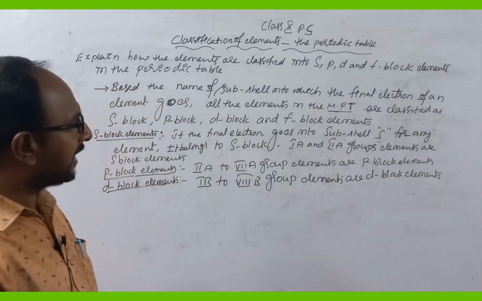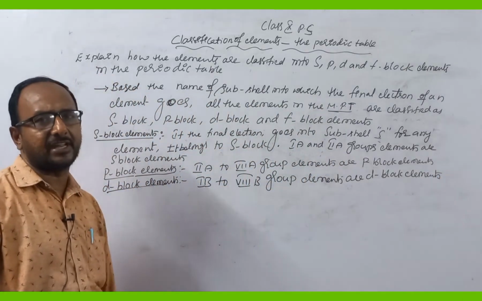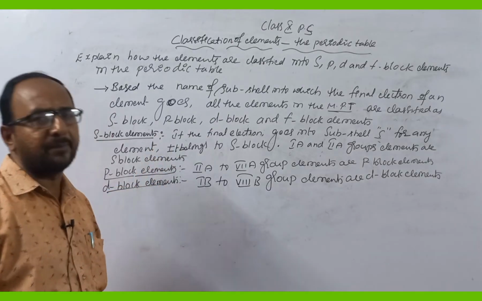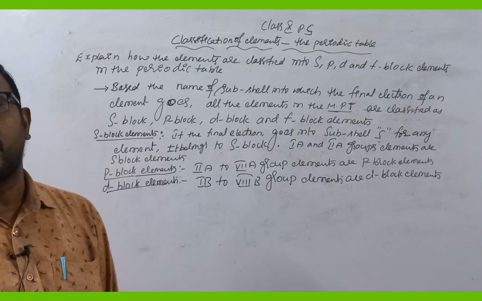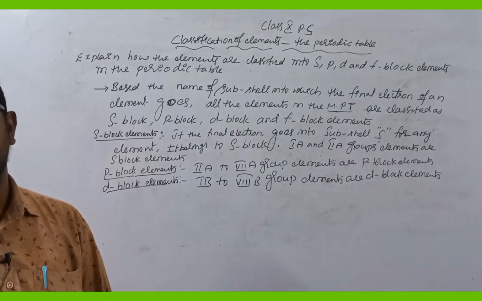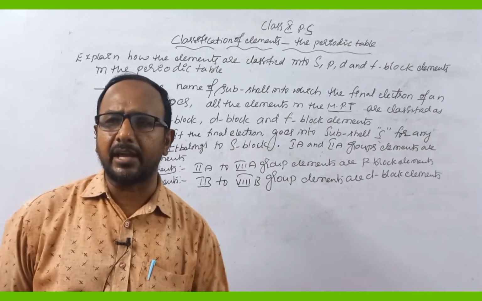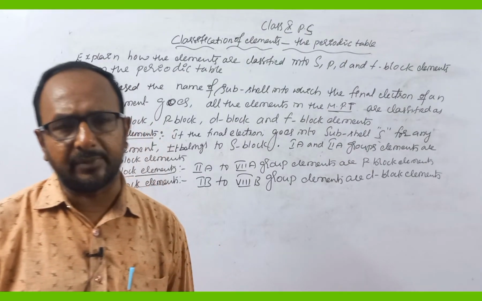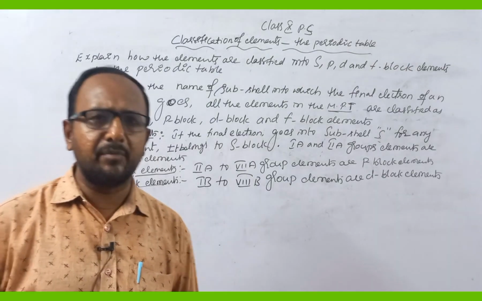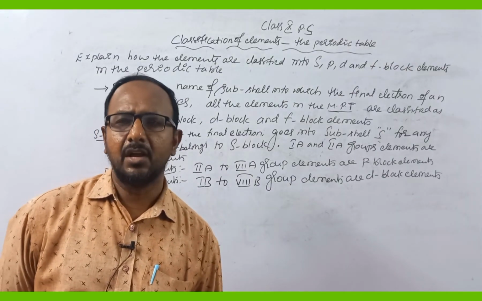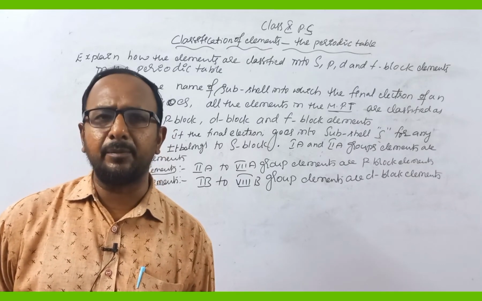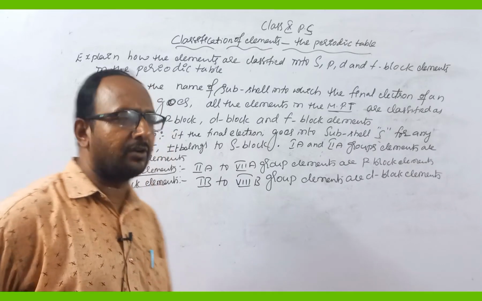D block elements are also called transition elements. S block and P block elements are called representative elements. So what are representative elements? S block elements and P block elements are called representative elements. What are transition elements? D block elements are called transition elements. Elements belonging to 1B group to 8B group are called D block elements.